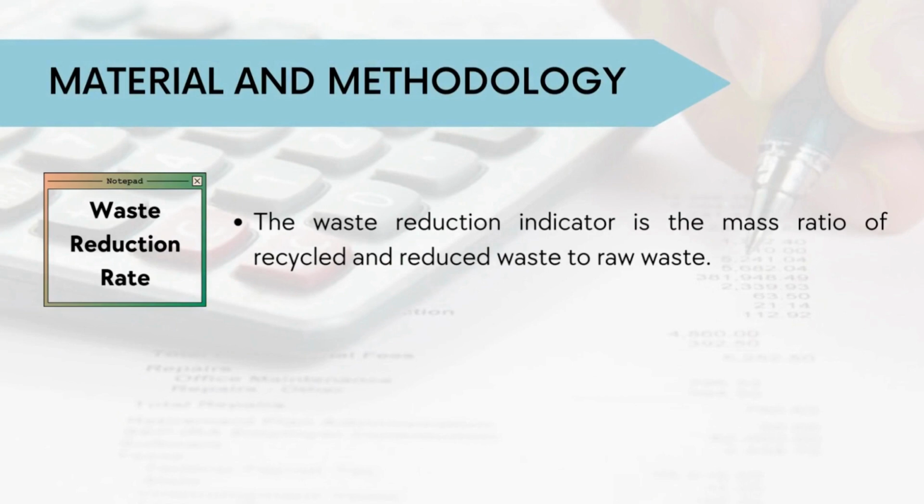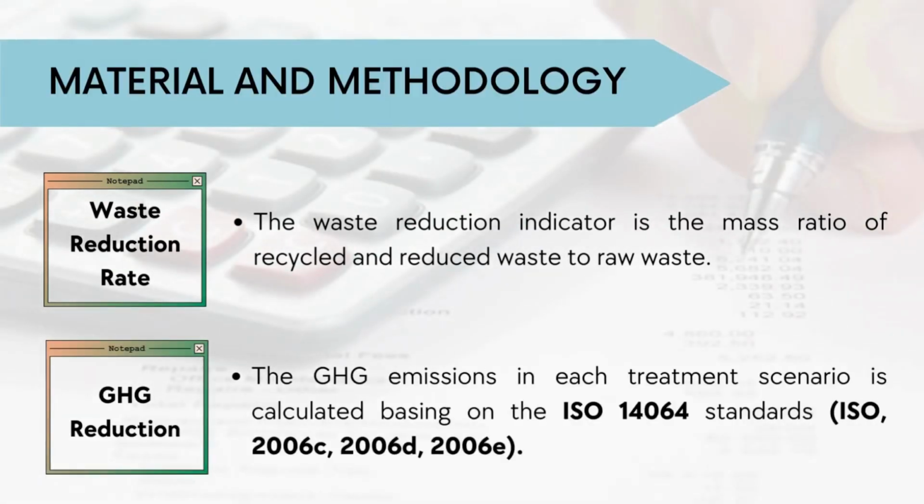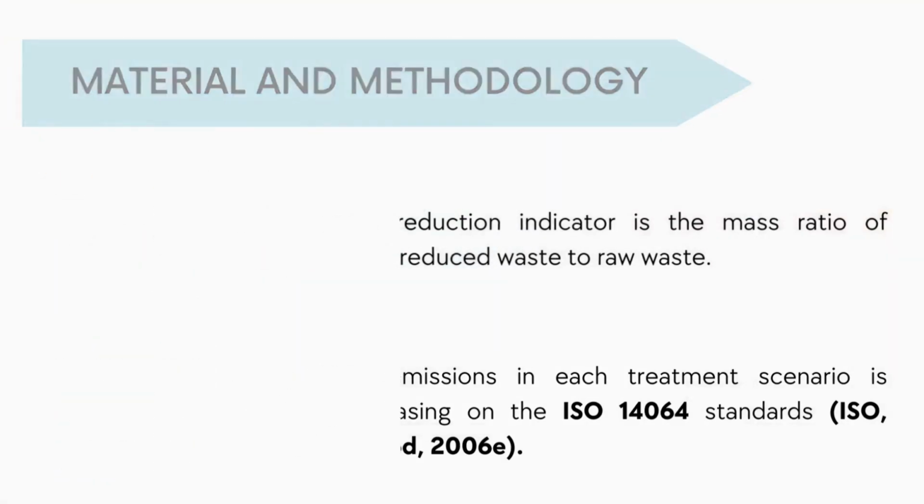Next is the material and methodology used in the study. There are 2 methods used, the first of which is the waste reduction rate. The waste reduction indicator is the mass ratio of recycled and reduced waste to raw waste. Another method is GHG reduction. The GHG emissions in each treatment scenario are calculated based on the ISO 14064 standards, ISO 2006C, 2006D, 2006E.